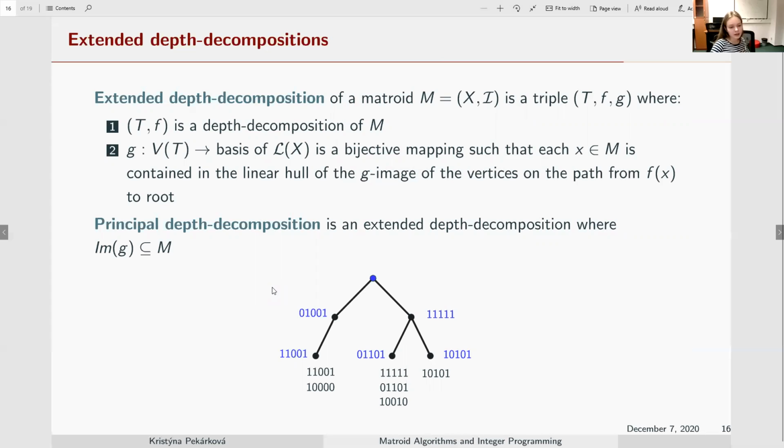And moreover, we need something called principled decomposition, which is a special kind of extended decomposition, where we require that the image of G is precisely a subset of M. So the image of G contains elements of the matrix, because in a normal extended decomposition, it can be an arbitrary basis of the linear hull of the elements of the matrix. But here we require that we map precisely the elements that are present in the matrix. So these are the two main tools that we need for our algorithm.